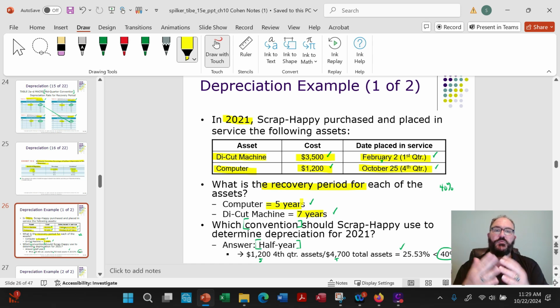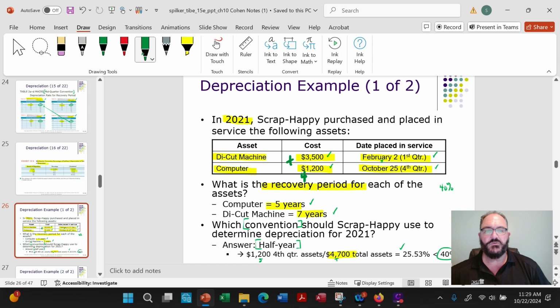So you got to take a look and say, well, when did they put it in? So the question is, they got a total of $4,700 in assets. So basically, you add these two together to get $4,700. Then you take the $1,200 divided by the $4,700, and you wind up getting 25.53%. That's less than 40, so that means you use the half year. Okay, you use half year for these.